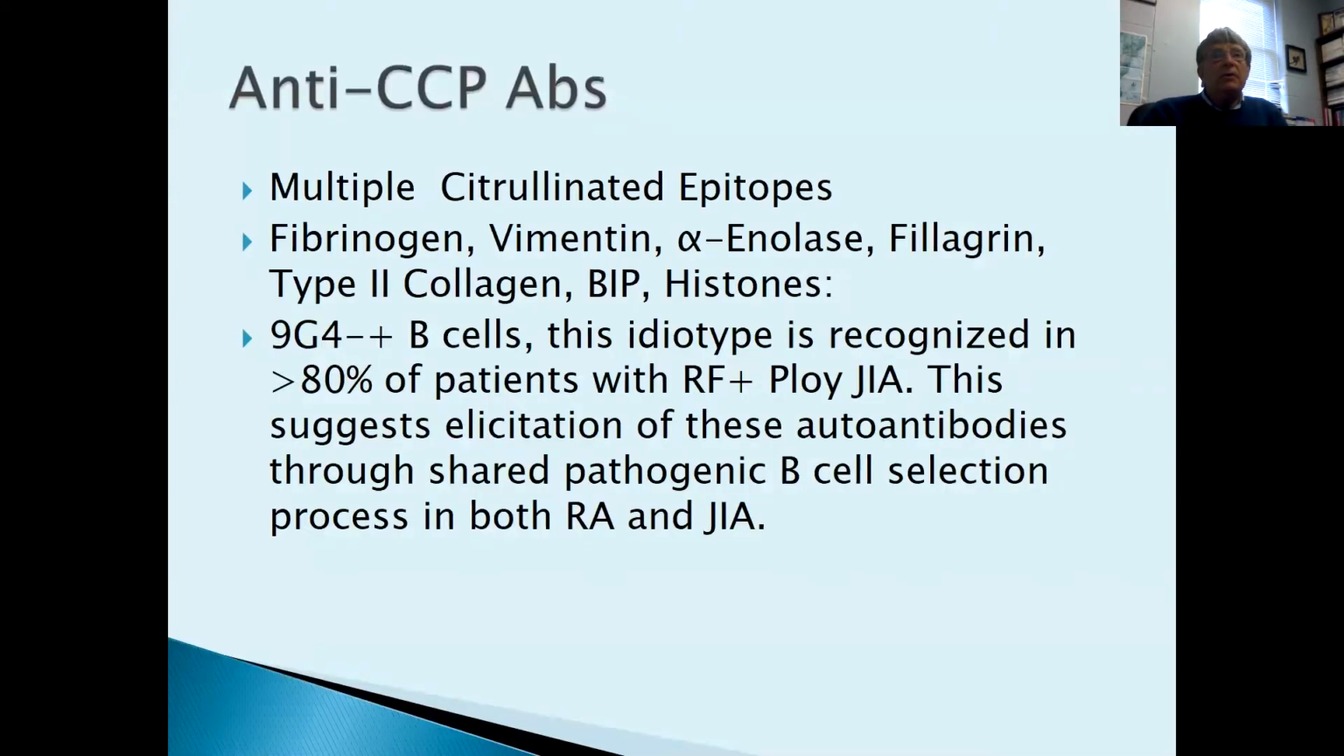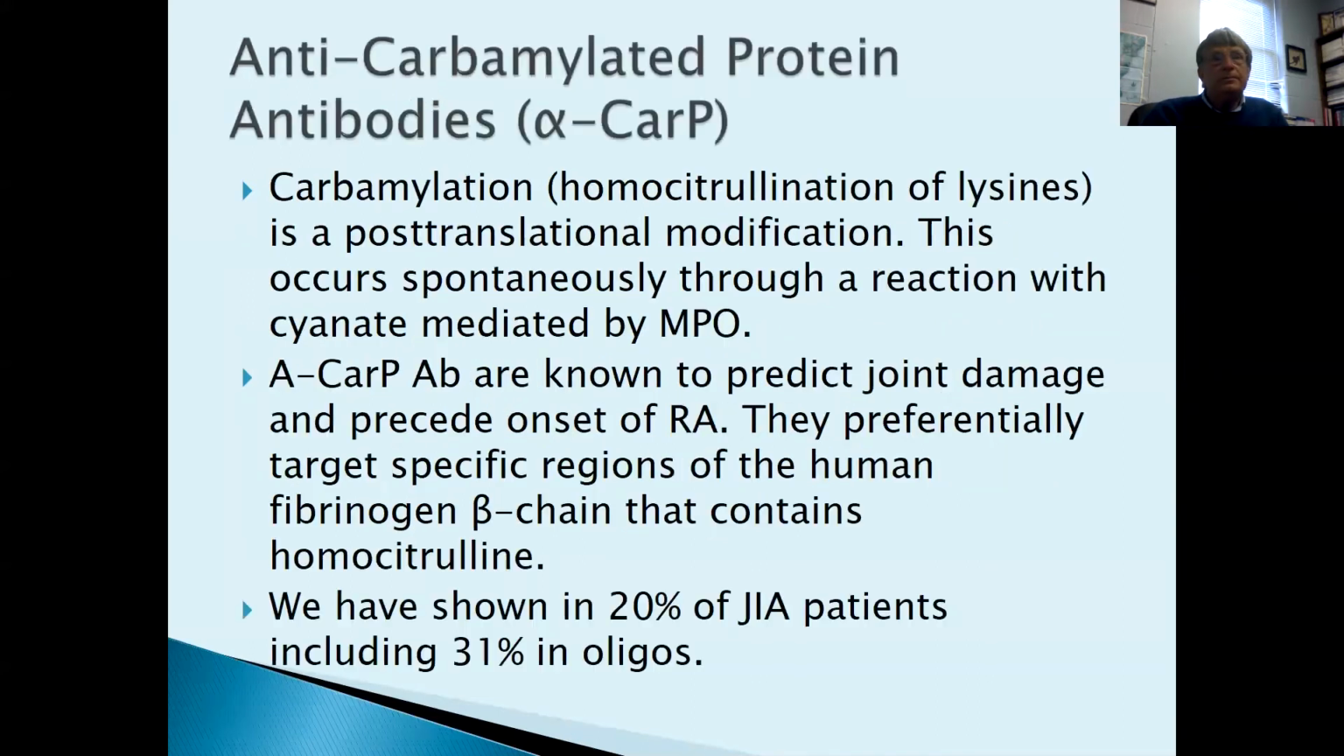Anti-CCP antibodies have multiple citrullinated epitopes. Multiple studies in our lab have shown that there are antibodies to fibrinogen, vimentin, alpha-enolase, filaggrin, type 2 collagen, and histones. And this can be recognized in both adult rheumatoid and juvenile arthritis patients. Those patients with multiple anti-CCP epitopes may have more severe disease.